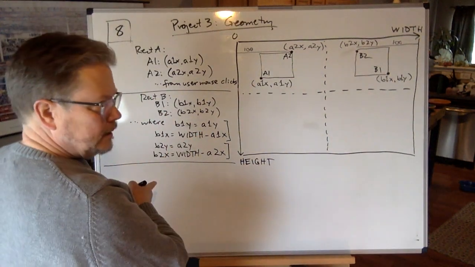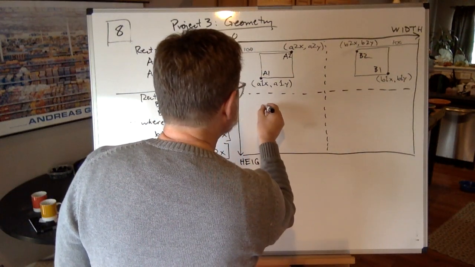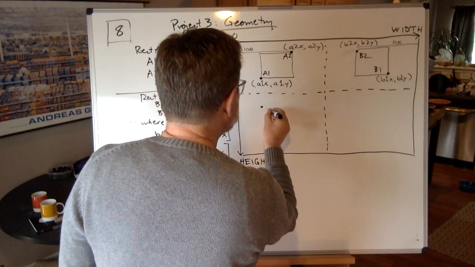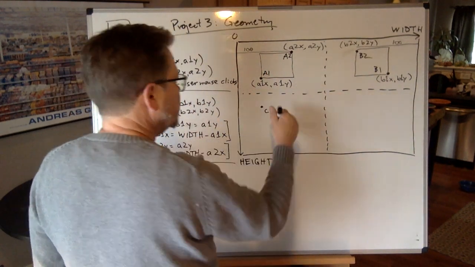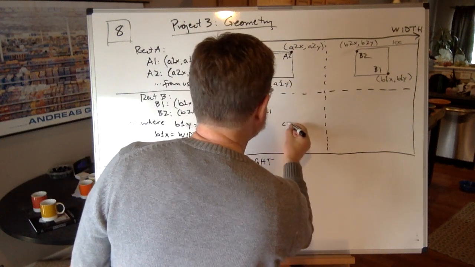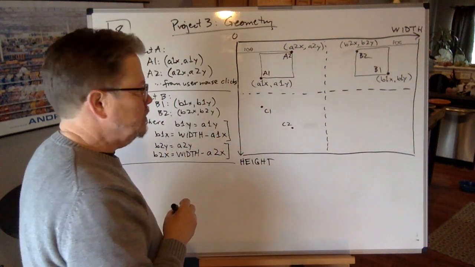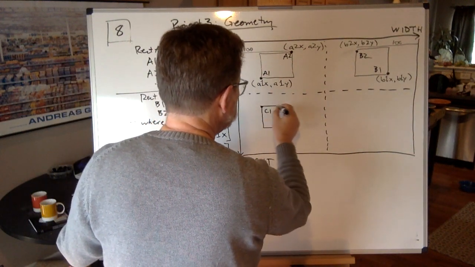Assuming that's correct, double check. I've got to reflect in this direction too. This will be point C1, because there's a reflection downward of A1. Now I'm reflecting about the horizontal axis. And this will be point C2, also reflected about the horizontal axis, to give me rectangle C.